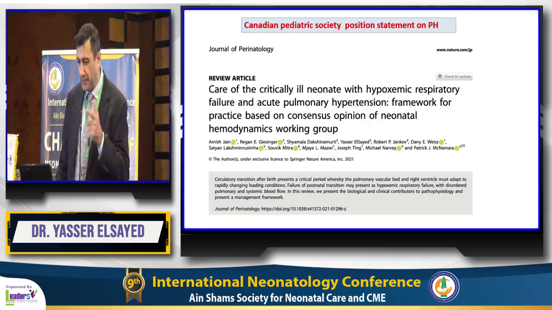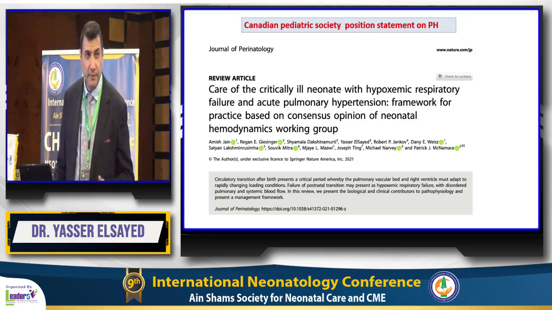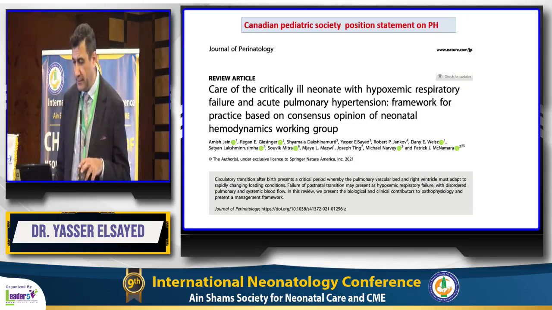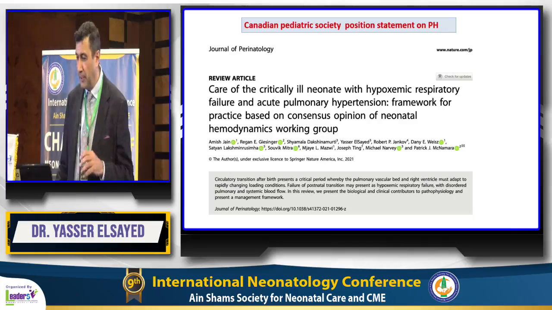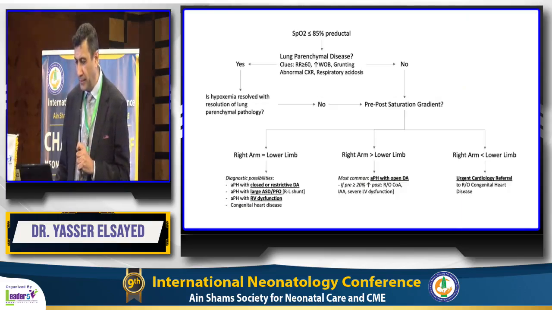There is the published Canadian Pediatric Society position statement on pulmonary hypertension. In this statement, we described most of the phenotypes, and we described also an algorithm and how to cautiously use oxygenation or the pulmonary vasodilators, without considering all of the pulmonary hypertension as just one phenotype. So this is very helpful. I encourage you to read it in detail. It was published as an article in the Journal of Neonatology.